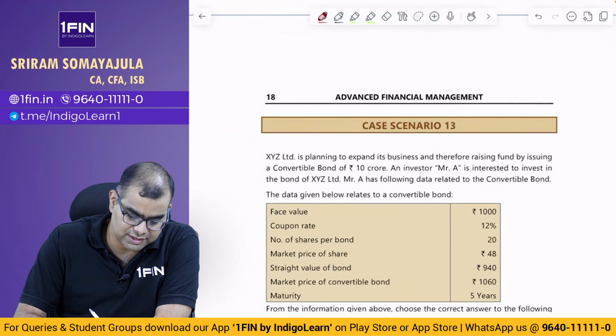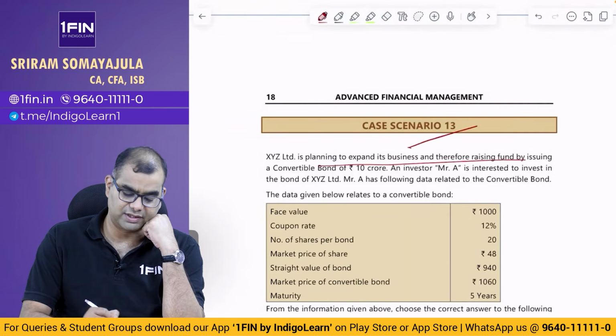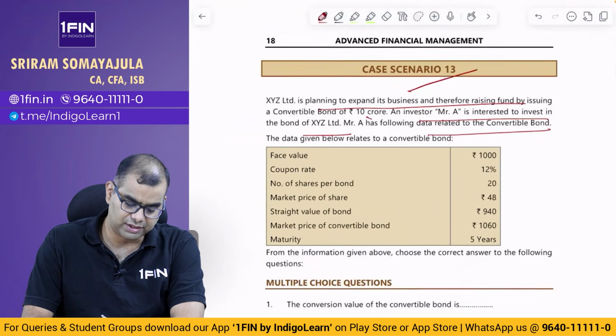Now, let us move to the next question. Let's look at the next case study. Case scenario 13. XYZ is planning to expand its business, therefore raising funds by issuing a convertible bond of 10 crores. An investor is interested in investing in the bond. The given data relates to the convertible bond. From the information given above, choose the correct answer.